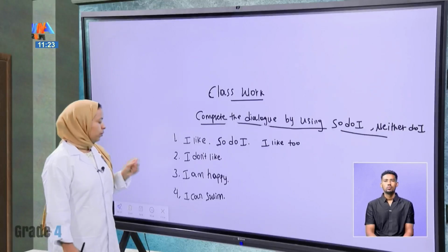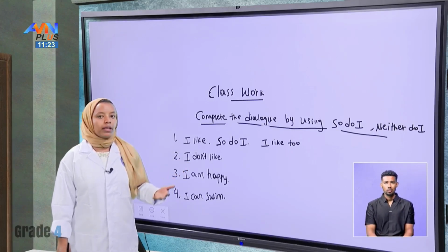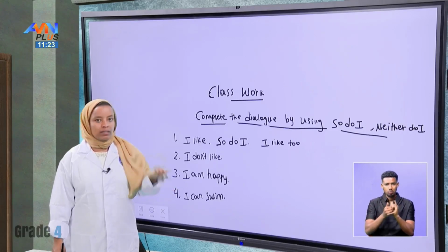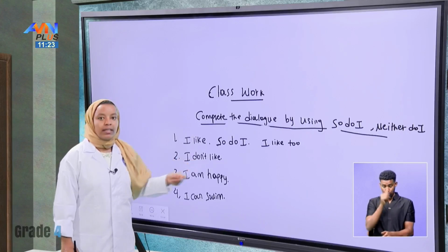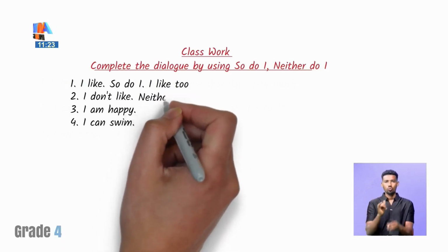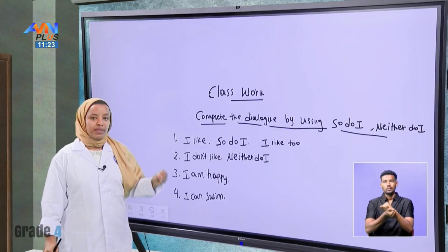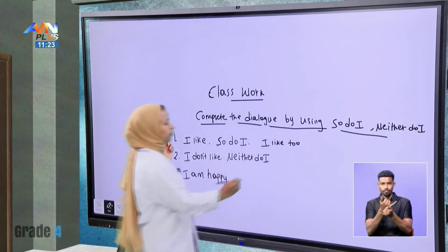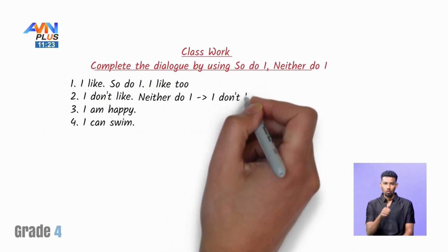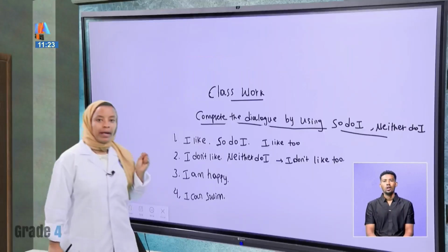Here is question number 2. I don't like. This is a negative sentence. It might be fruit, it might be subject, it might be sport, it might be art, whatever. The person says, I don't like. It means neither do I. Neither do I. It means I do not like it too.